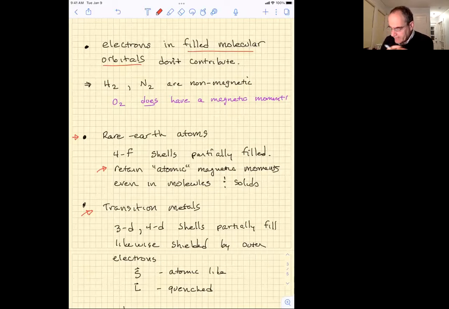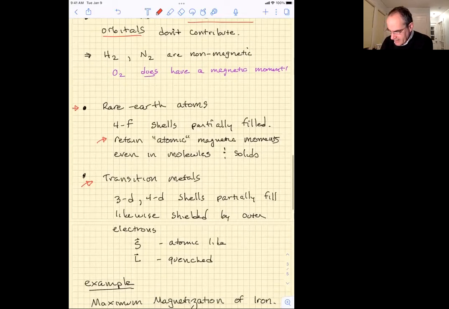And in this case, what tends to happen is that the spin part of the angular momentum remains atomic-like, but the orbital part of the angular momentum tends to be quenched when the atoms make bonds with other atoms in molecules and solids, so that the magnetic moment of the transition metal atoms ends up being dominated by the spin contribution, and the orbital contribution isn't important.